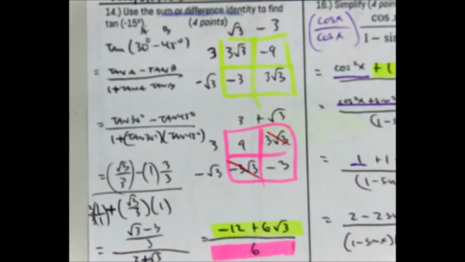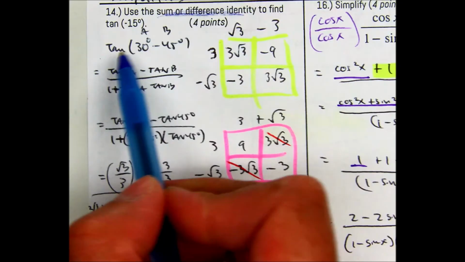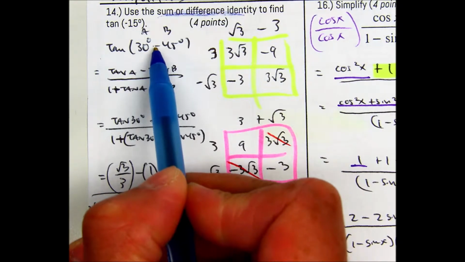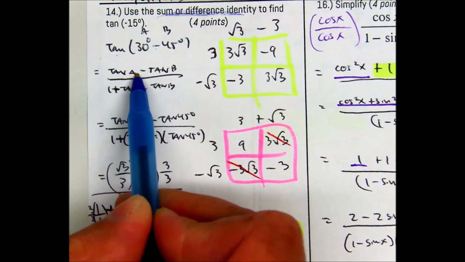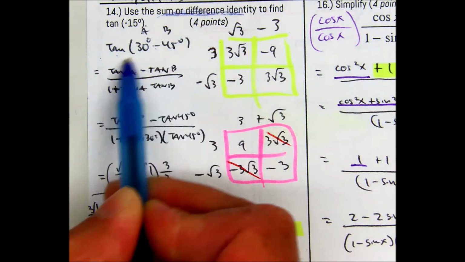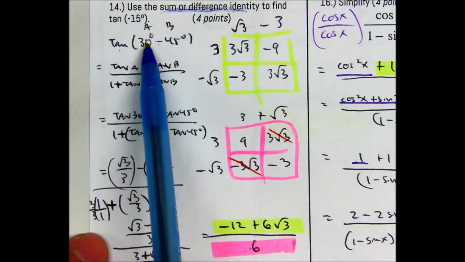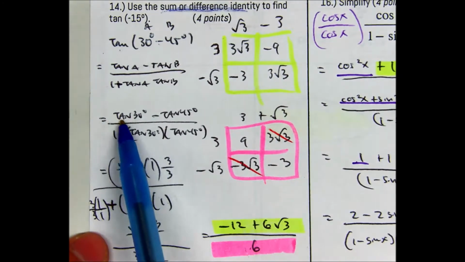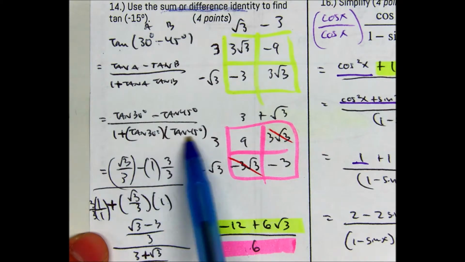So I have 30 minus 45. The difference identity of tangent is tan A minus tangent B over 1 plus tangent A times tangent B. So if you wrote down the formula, I can give you 2 points. If you substitute in your values, you're basically going to get tangent of 30 minus tangent of 45 over 1 plus tangent of 30 times tangent of 45.